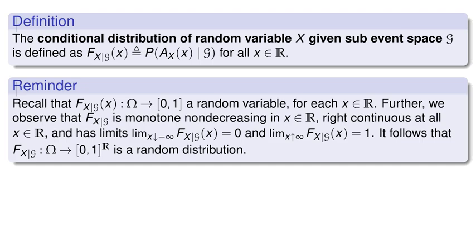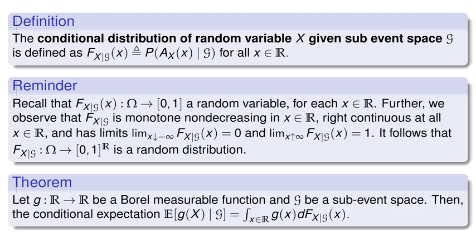Furthermore, if we view F sub X given script G as a function of x for a fixed outcome omega, we observe that it's monotone non-decreasing in x, it's right continuous at all x, and its limits are 0 as x goes to minus infinity and 1 as x goes to plus infinity. It follows that F sub X given script G can be viewed as mapping omega to the space of distribution functions. It's a random distribution function.